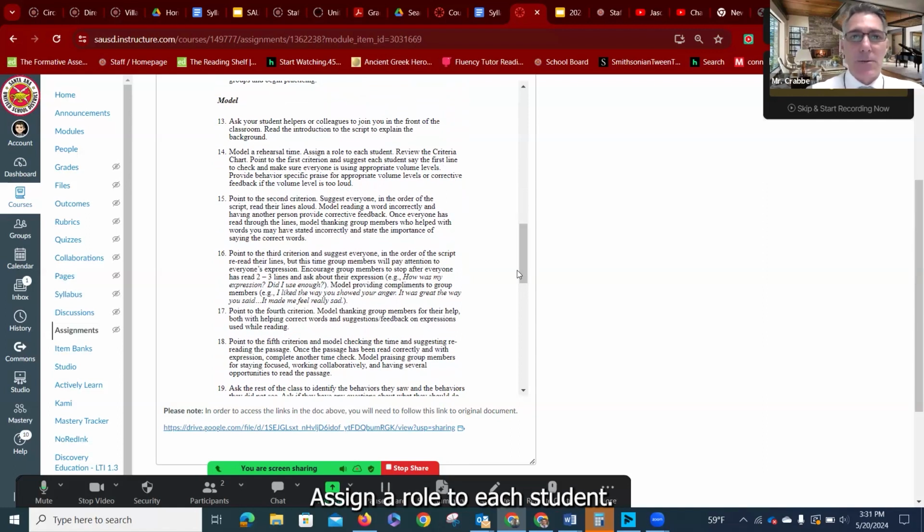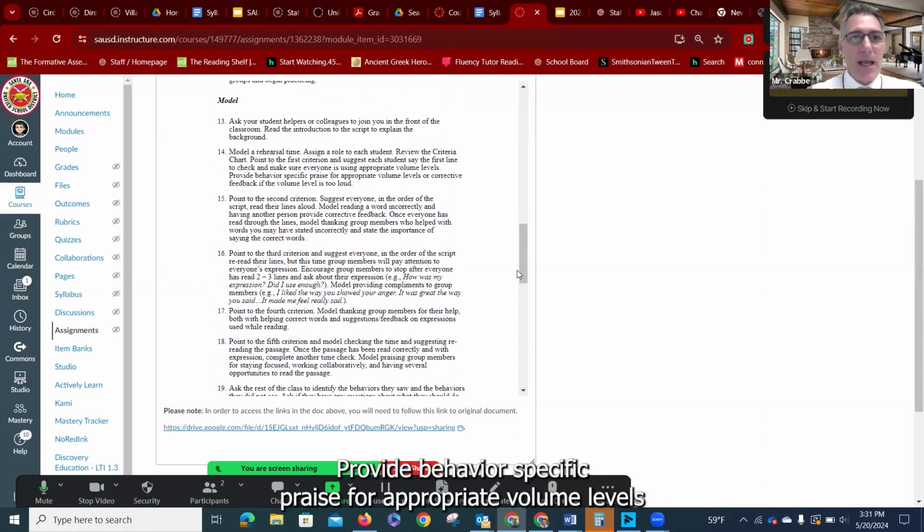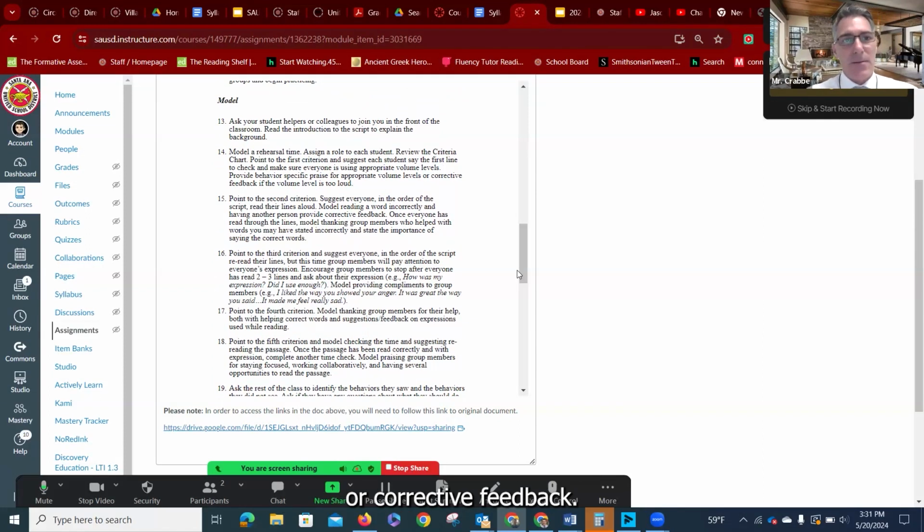Assign a role to each student, review the criteria chart, point to the first criteria, and suggest each student say the first line to check and make sure everyone is using appropriate volume levels. Provide behavior specific praise for appropriate volume levels, or corrective feedback if the volume level is too loud or too soft.